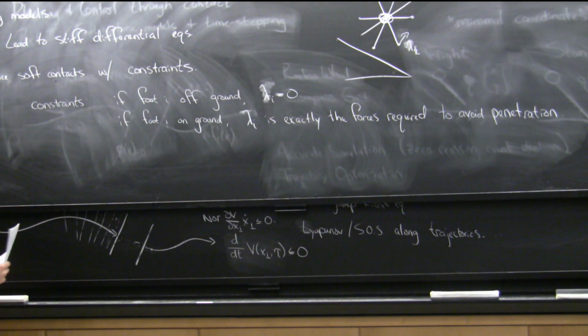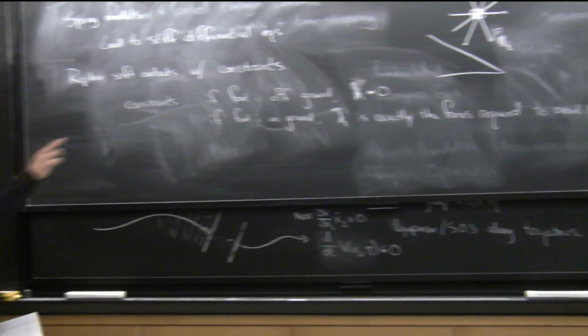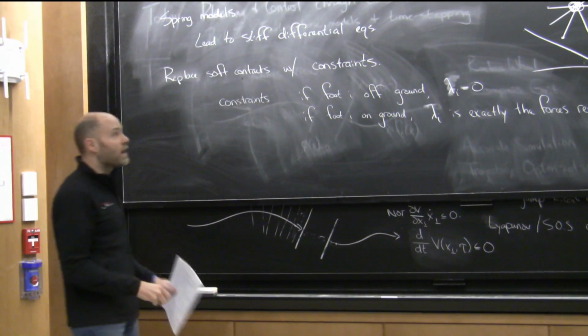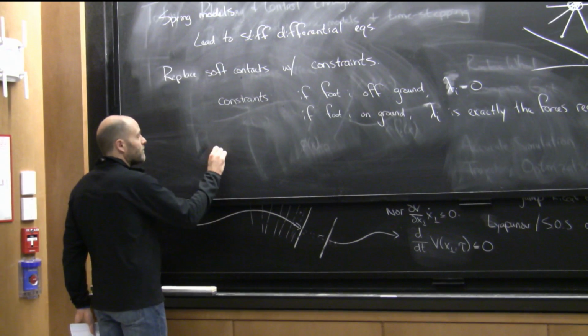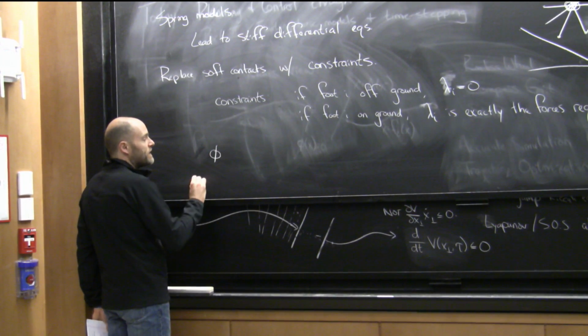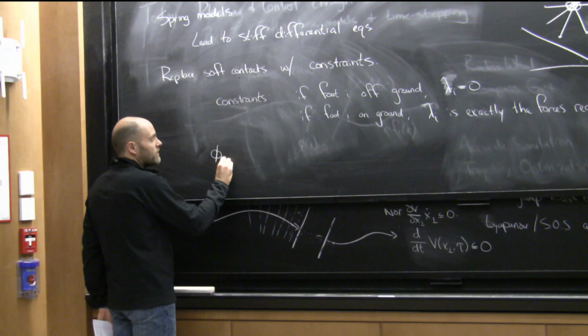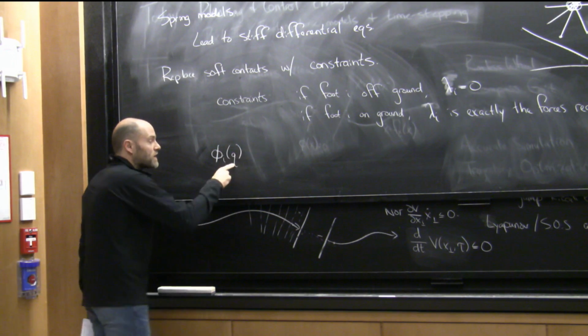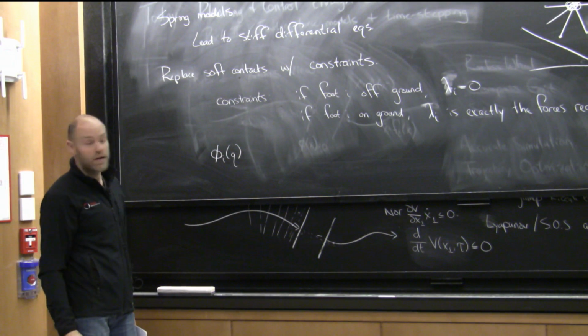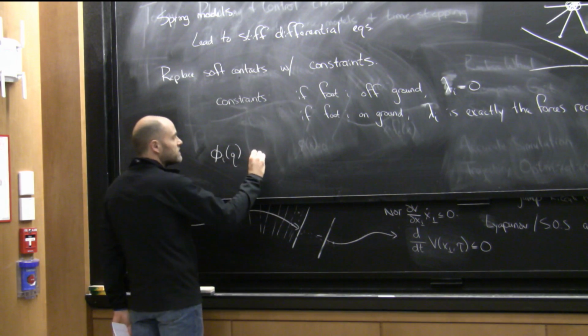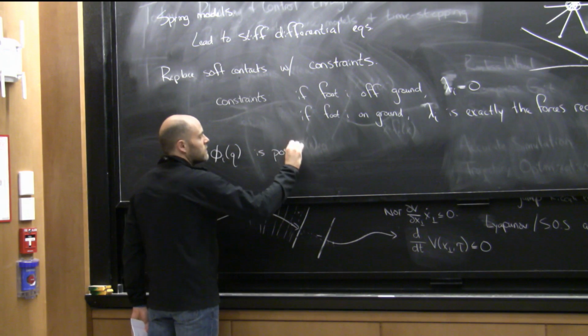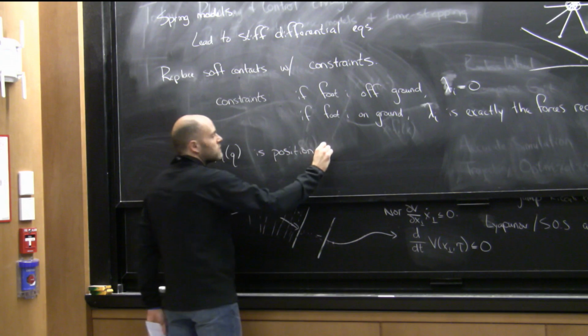Okay, that's going to be a better formulation. So let's see how we write that out. Let's call phi of I, which is only going to be a function of the configurations, the position of contact I.